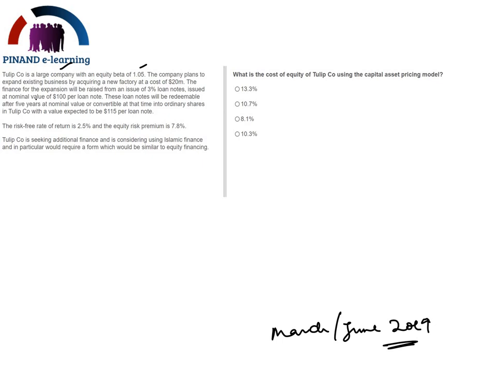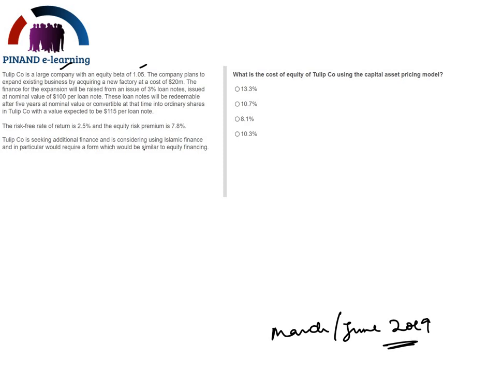So the company plans to expand its existing business by acquiring a new factory at a cost of $220 million. The finance for the expansion will be raised from an issue of 3% loan notes issued at a nominal value of $100 per loan note. The loan note will be redeemed after 5 years at a nominal value or convertible at any time into ordinary shares in Tulip Co., with the value expected to be $115 per loan note. The risk-free rate of return is 2.5% and the equity risk premium is 7%.